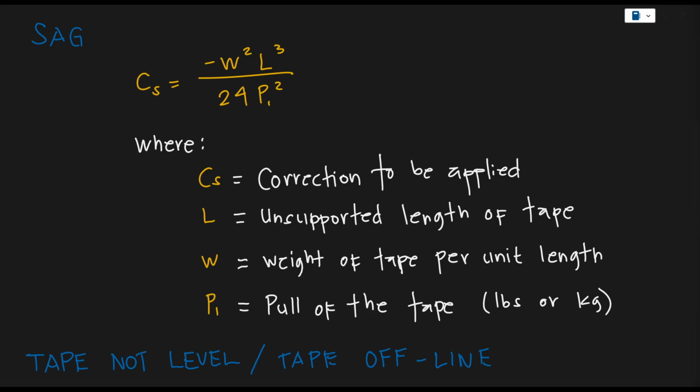So CS, the correction due to sag. And then L is the unsupported length of tape. And then W is the weight of tape per unit length. And then we have pull of the tape measured in pounds or kilograms. So what do you mean by this unsupported length of tape?